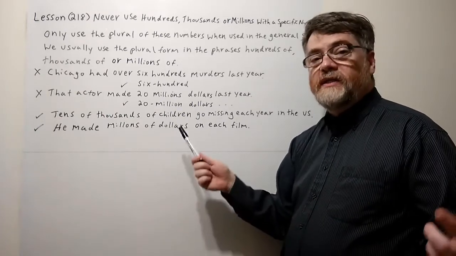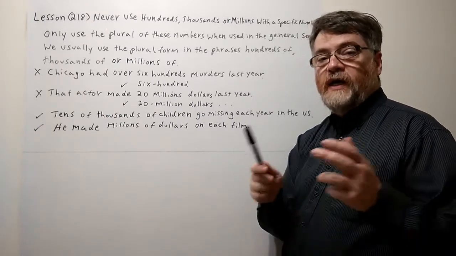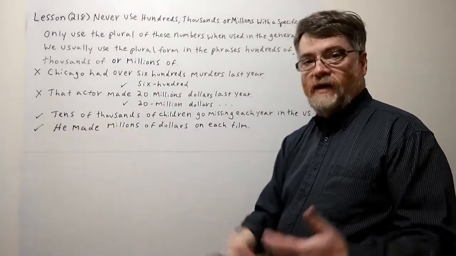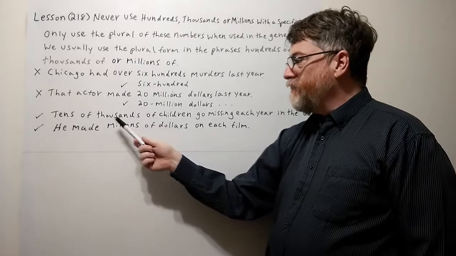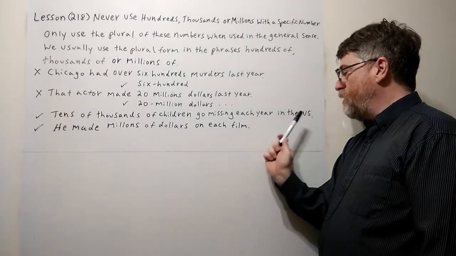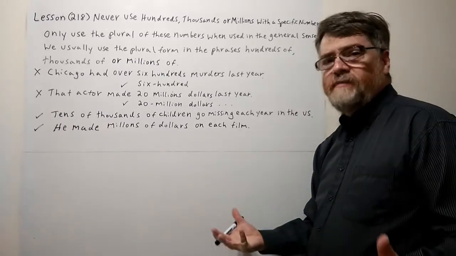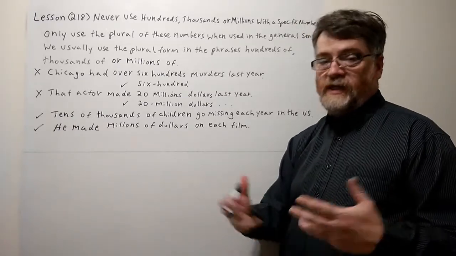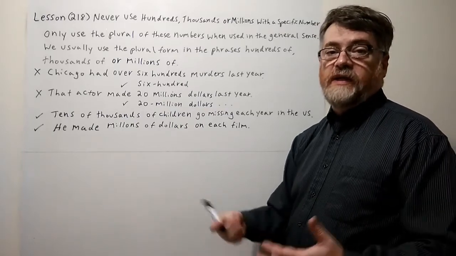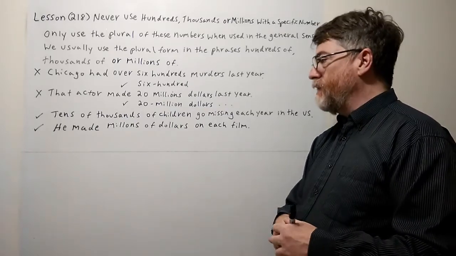All right, so let's look at some examples where we do use the phrase in the plural, where it is correct. Here with the check, again, this is correct. Tens of thousands of children go missing each year in the U.S. Go missing basically means they disappear. They're a missing person and they're never found. That's what they mean by go missing.